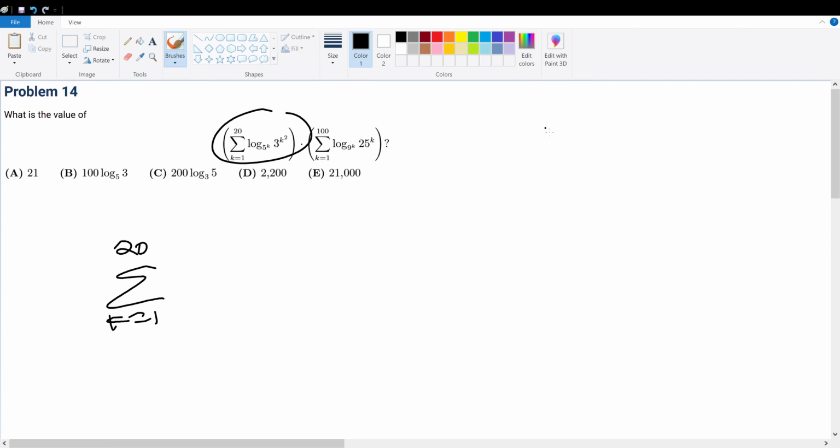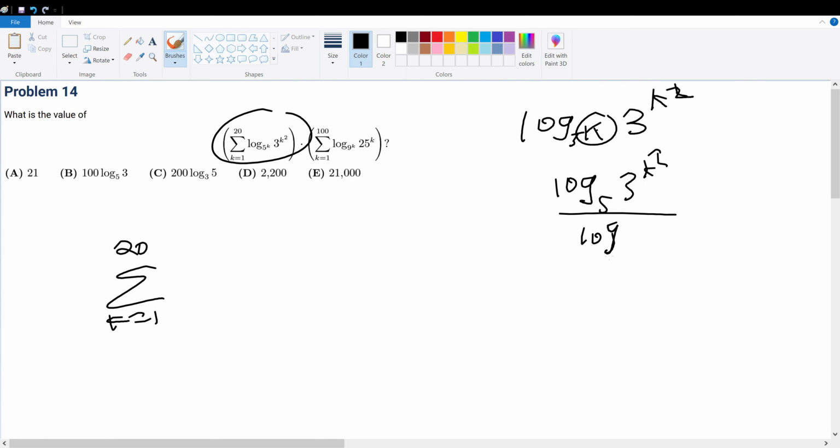the k squared. But notice something particular about log base 5 of k, of 3 raised to the k squared power. They're both raised to some sort of k power. So let's try to simplify this by change of base. So log base 5 of 3 to the k squared over log base 5 of 5 raised to the k power must be the same as that log.